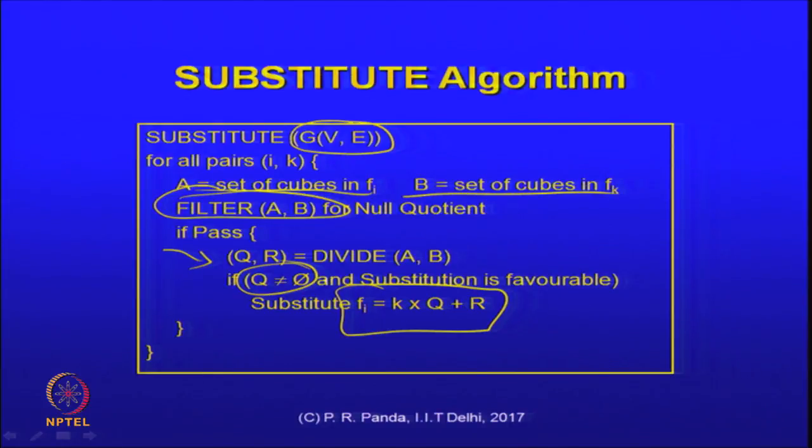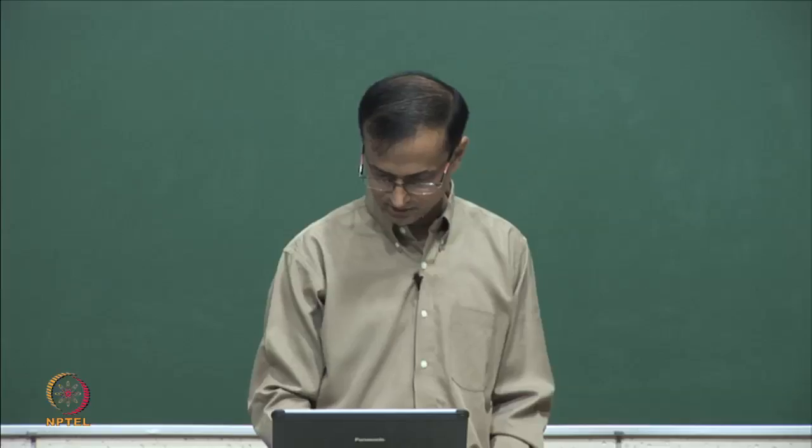If we have filtered for null quotient, why are we checking that Q not equal to phi again? That filter is not an exhaustive filter. If we establish that the path is there, then it is null, but it does not mean that if the path is not there, then it is not null. Right. This is just one simple check that definitely tells us there is no need to divide, but you can still divide and find that it is null. Okay, that is all that is there.